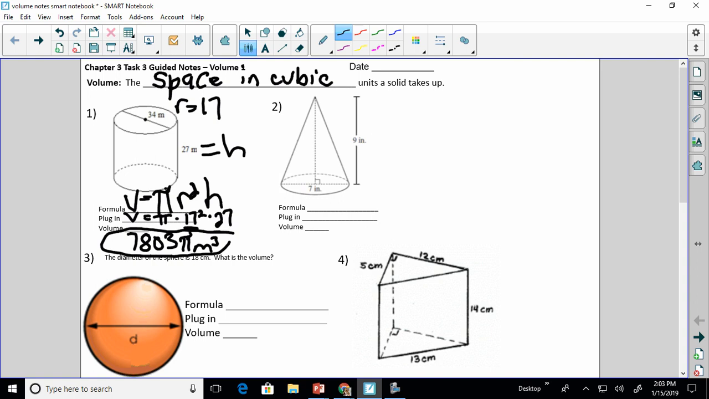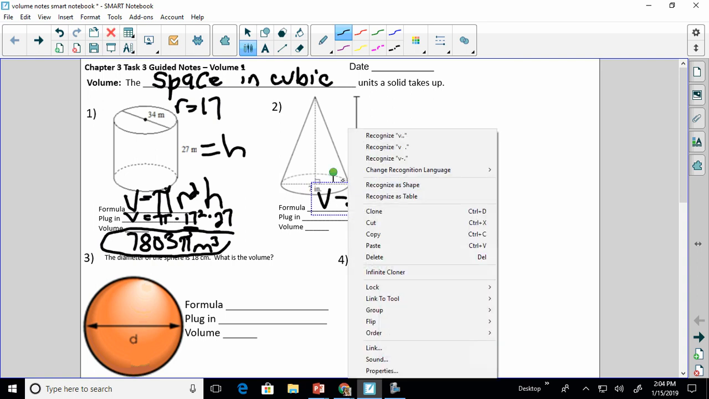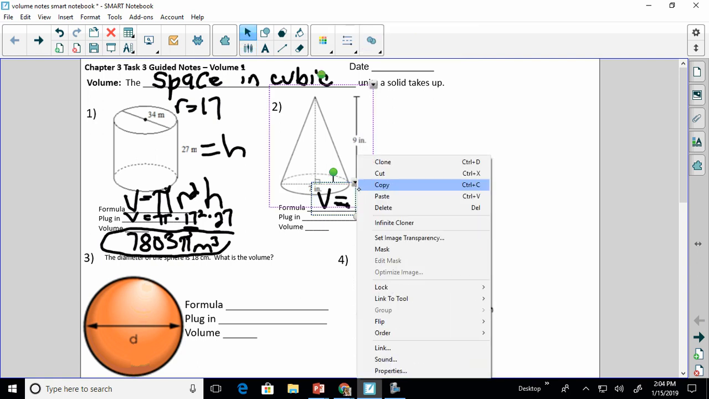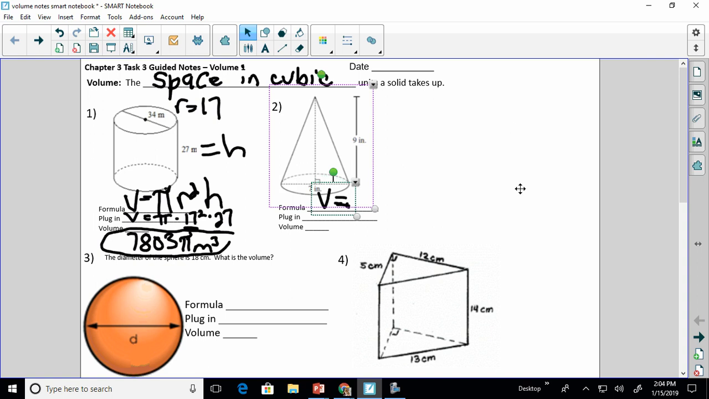Okay, the next shape, hopefully you know what that is. You flip it upside down, you can put ice cream in it. It is a cone. Look at your formula sheet. The formula for a cone is volume equals 1/3 pi r squared times the height.